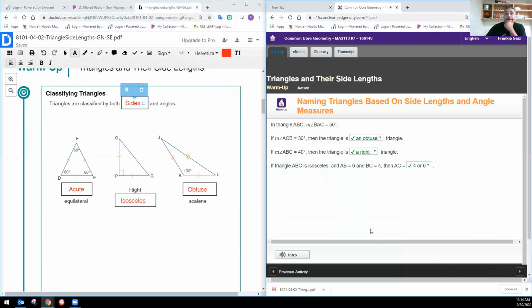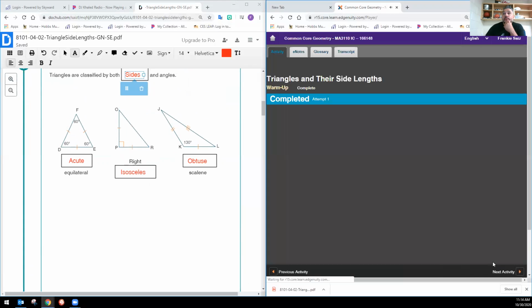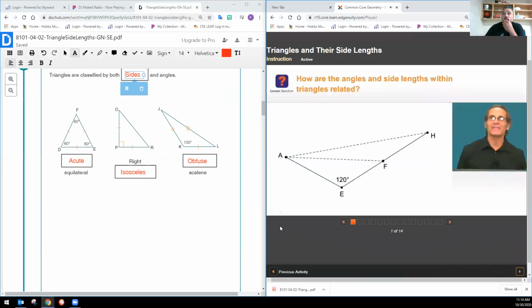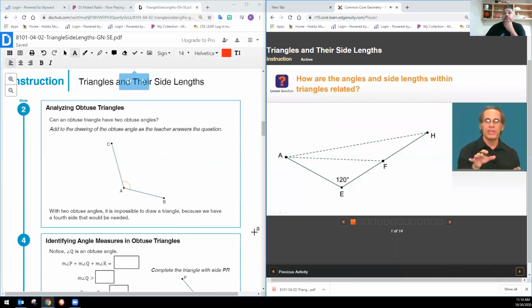Okay. Now let's look at triangles in which distinct angle measures are not always given. You've learned how to classify triangles as acute, obtuse, or right, as well as equilateral, scalene, or isosceles. But how are angle and side lengths in a triangle actually related? Angle E in this triangle is obtuse, clearly, 120 degrees. Any triangle with angle E as a vertex is going to be an obtuse triangle. Our goal in this segment is to learn how to examine the relationships between angles in a triangle and different classifications of triangles.